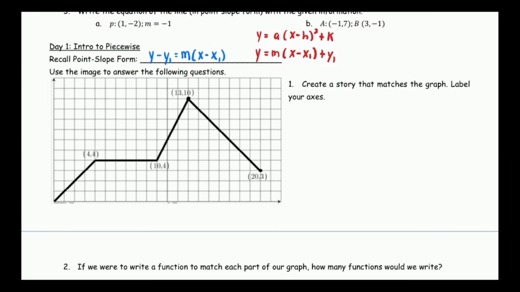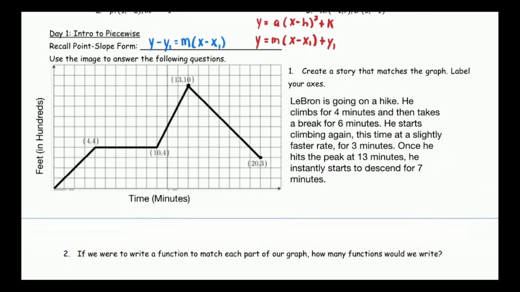What we have is an example of a piecewise graph, and what we're going to do is create a story that matches the graph and also label the axes. The story I wrote is LeBron is going on a hike. He climbs for 4 minutes and then takes a break for 6 minutes. He starts climbing again, this time at a slightly faster rate for 3 minutes. Once he hits the peak at 13 minutes, he instantly starts to descend for 7 minutes.